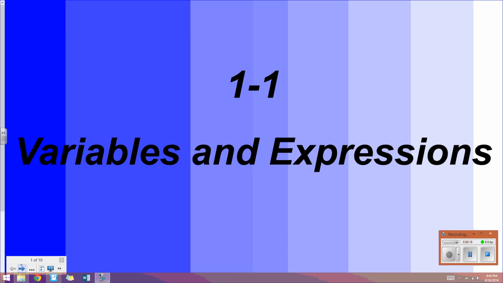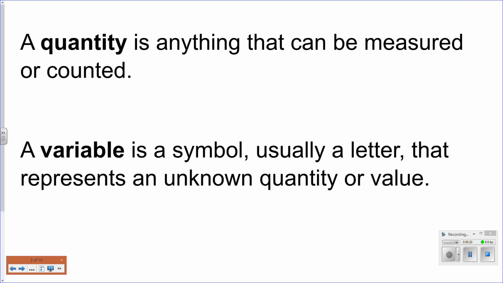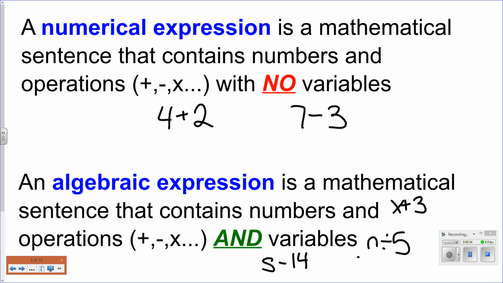So here we go, a couple of definitions. A quantity is anything that can be measured or counted, and a variable is a symbol, usually a letter, that represents an unknown quantity or value. A numerical expression is a mathematical sentence that contains numbers and operations with no variables. For example, 4 plus 2 or 7 minus 3.